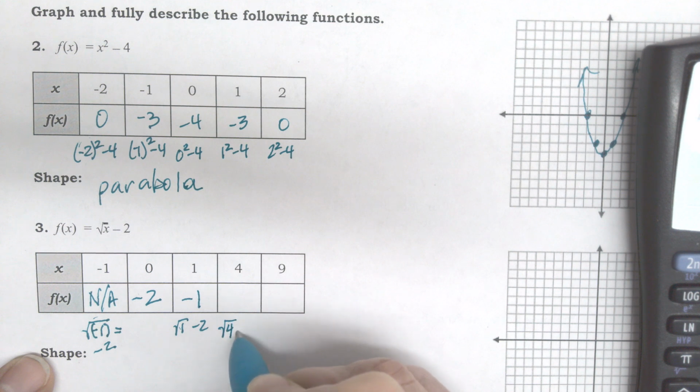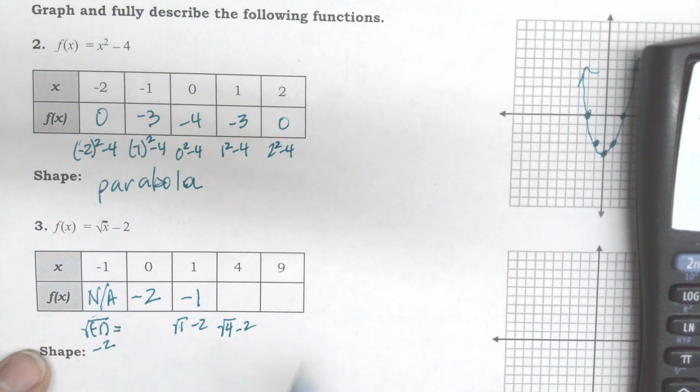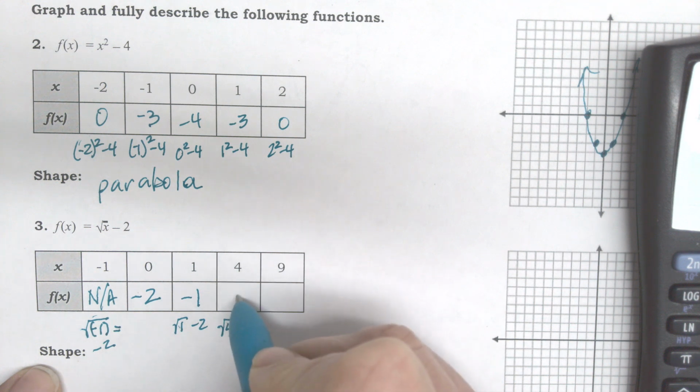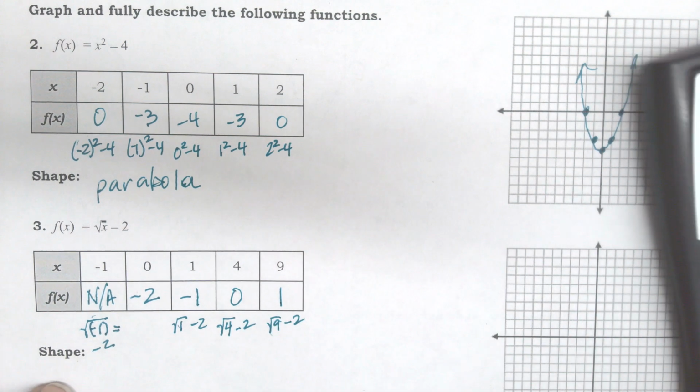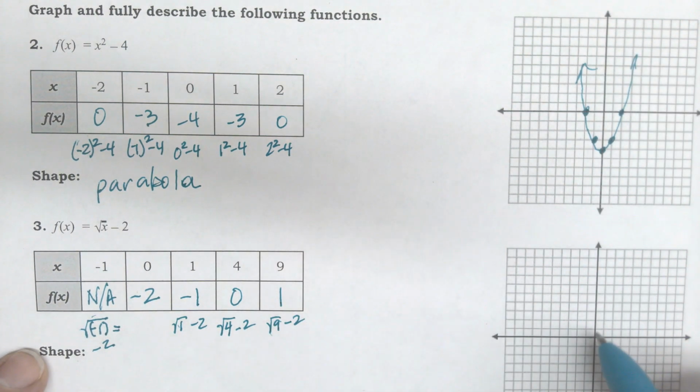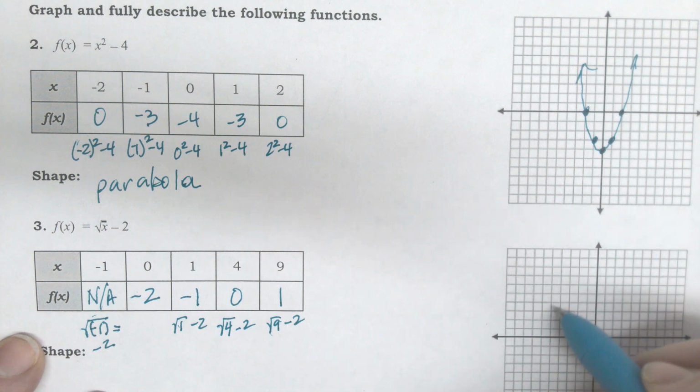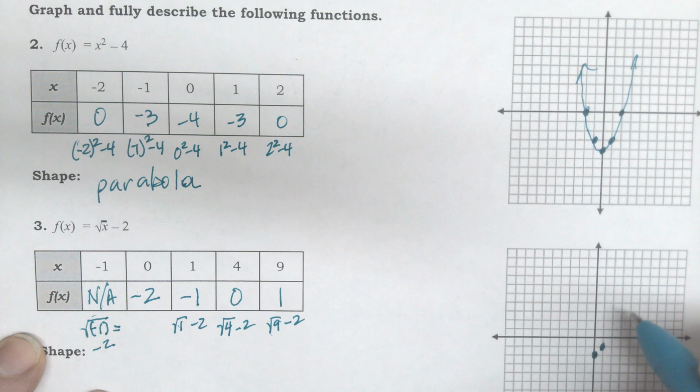Square root of 4 minus 2. Some of you might not need to use your calculator, but if you do, square root of 4 is 2. 2 minus 2 is 0. And then the square root of 9 minus 2. Square root of 9 is 3. 3 minus 2 is 1. And so when I put all those points in, I get (0, -2), (1, -1), (4, 0), and (9, 1).